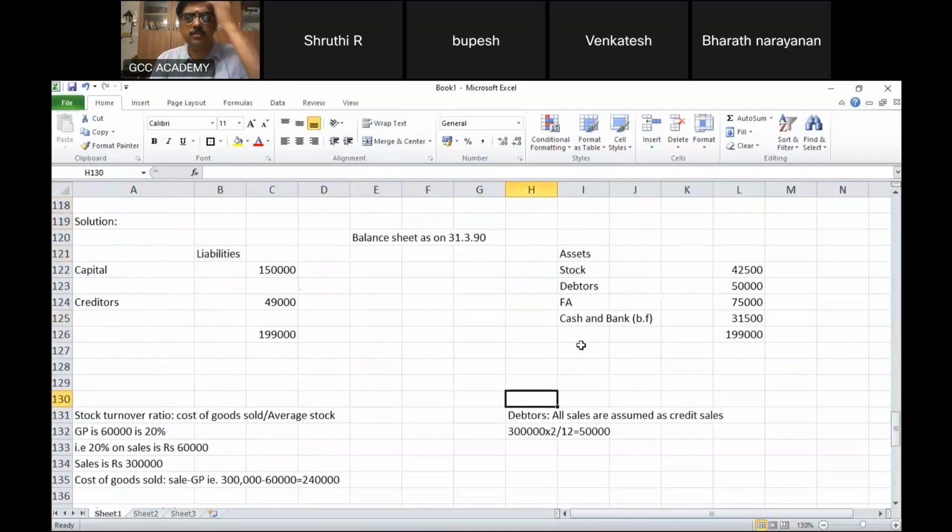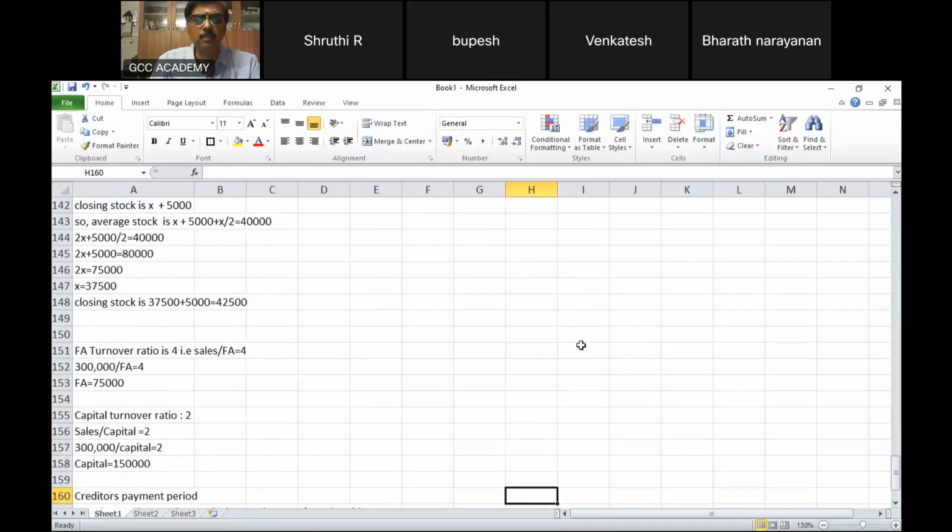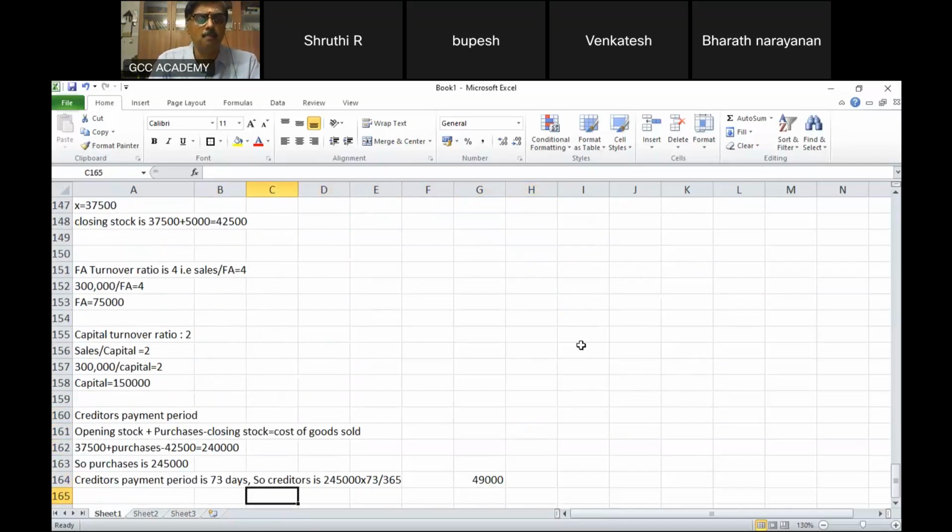Debtors, all sales are assumed as credit sales because there is no other information given to us. So 3 lakhs into 2 by 12, 2 months, will give you 50,000. And creditors 73 days, calculate from purchases. So we are going to find the purchases from this. We have to calculate purchases based on cost of goods sold. Cost of goods sold is 2,40,000.